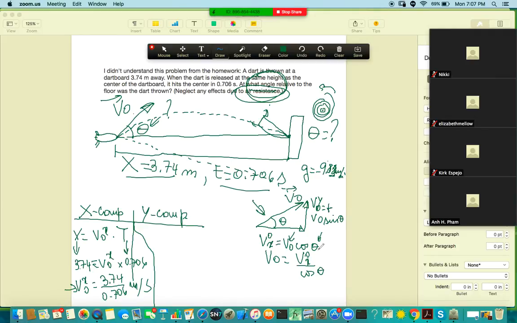Okay. Now let's go to the y component. So y component, one equation that involves time and position is y.